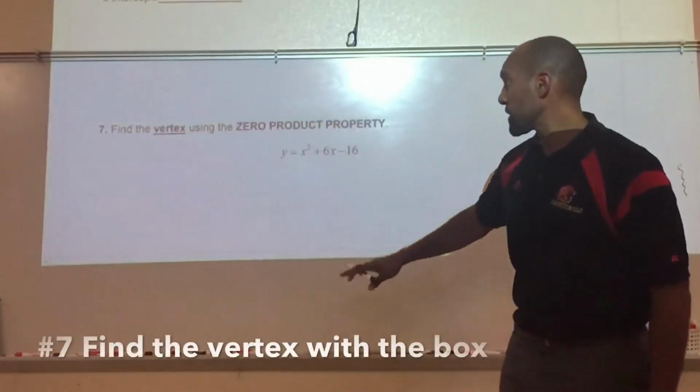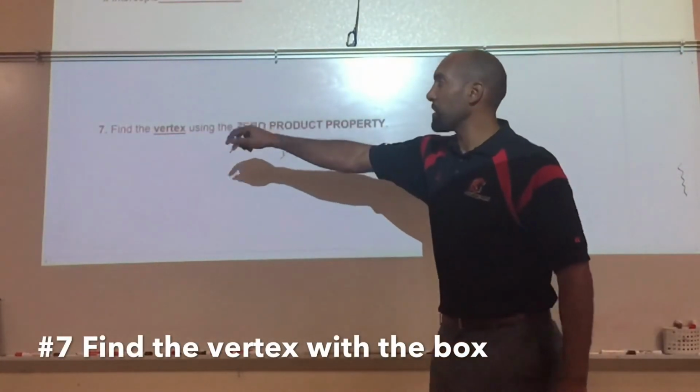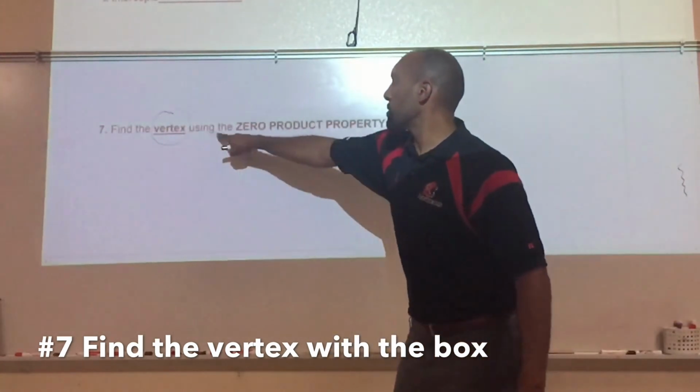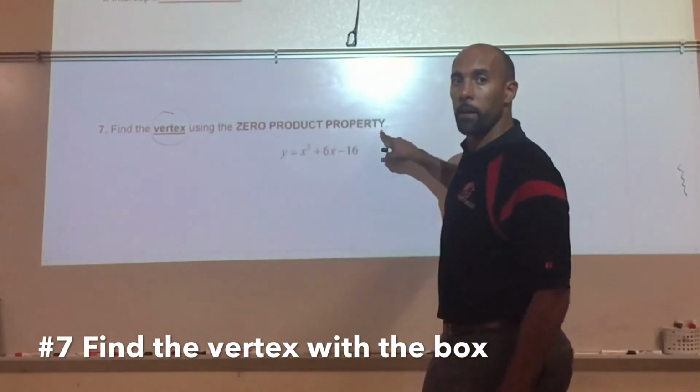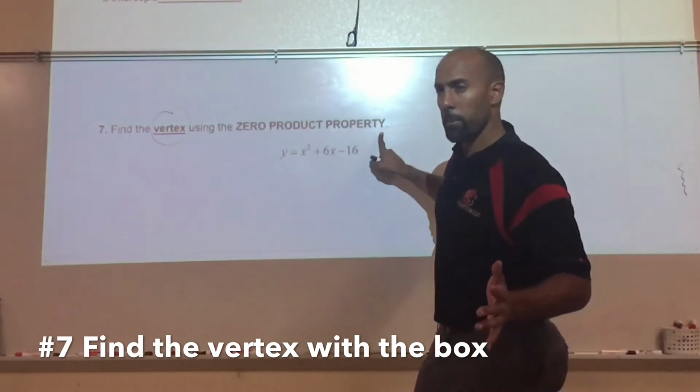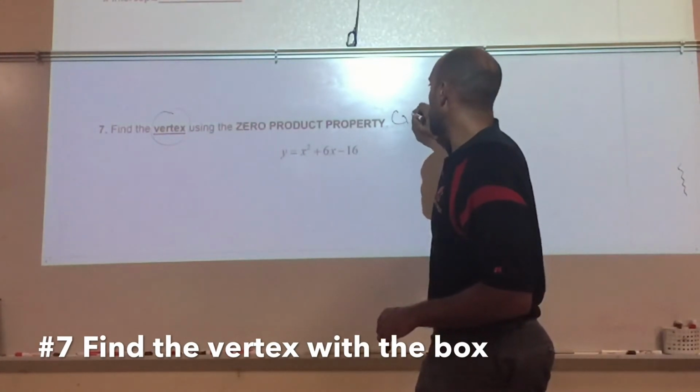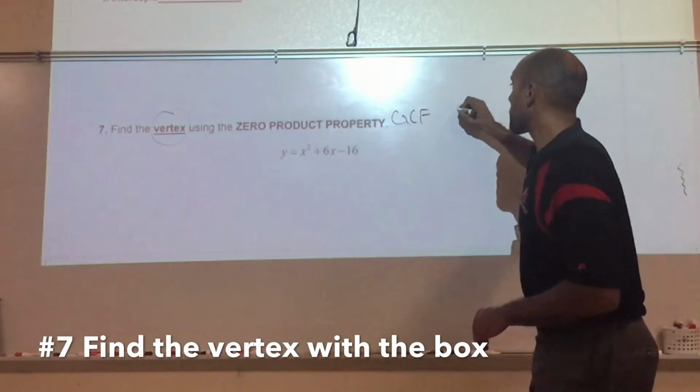Okay, a couple more problems here. Now, it says find the vertex using the zero product property. When you hear zero product property, that means you're either going to use GCF or you're going to use the box.